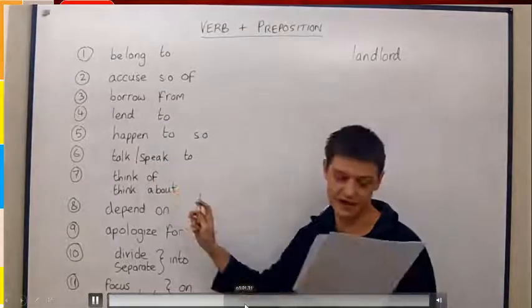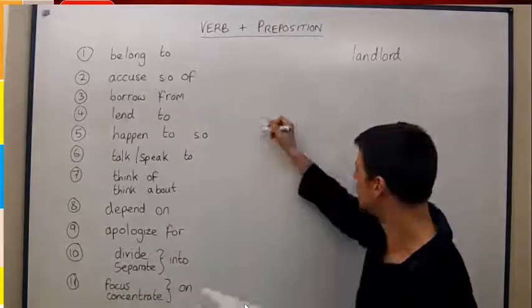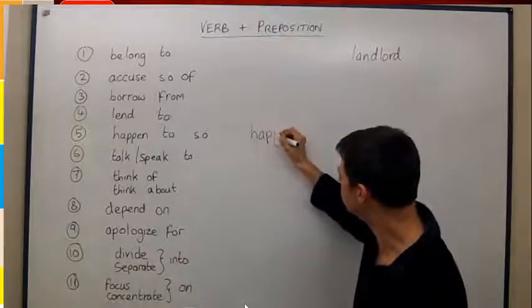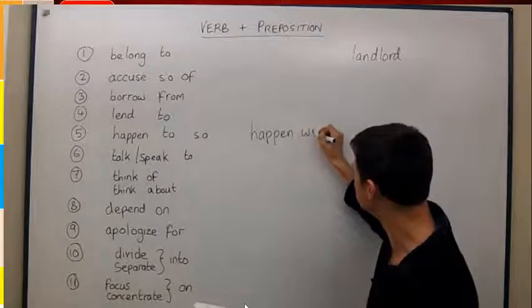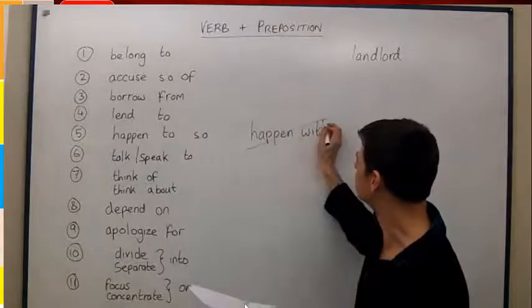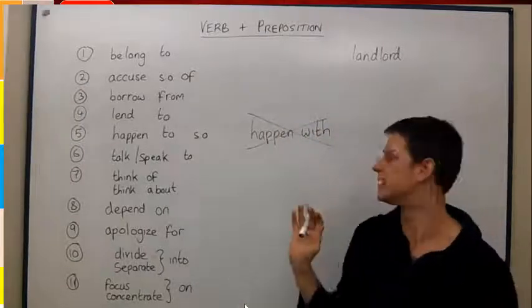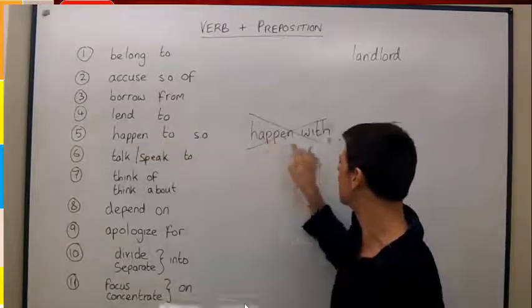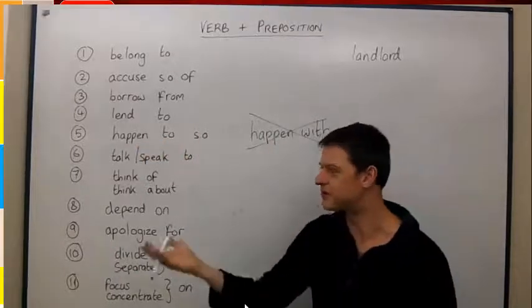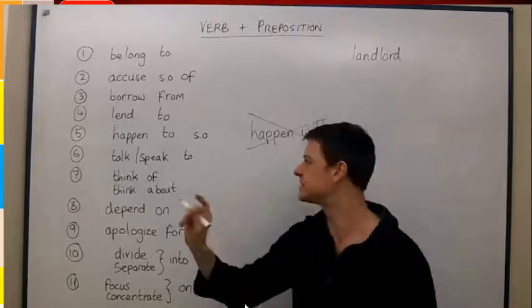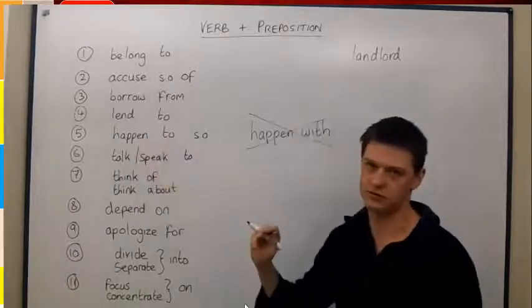Okay, question number 5. Very important this, because the common mistake with my students is happen with. Because they say it like that in their language. And so they try to use happen with me. What happened with you, what happened with me. That's not correct. What happened to you.